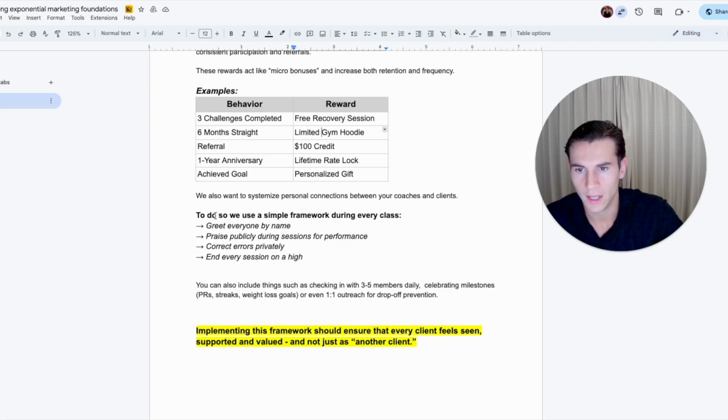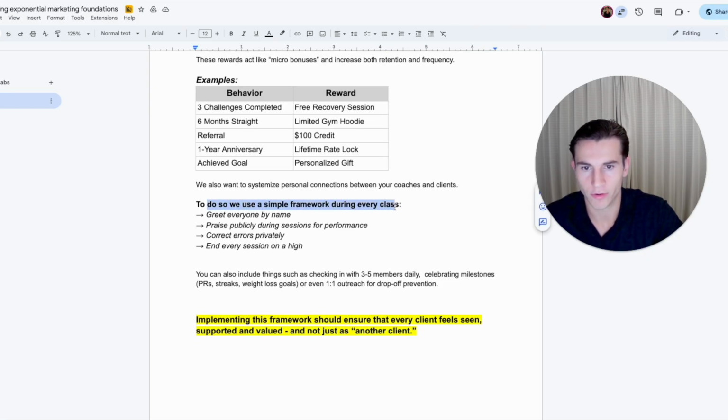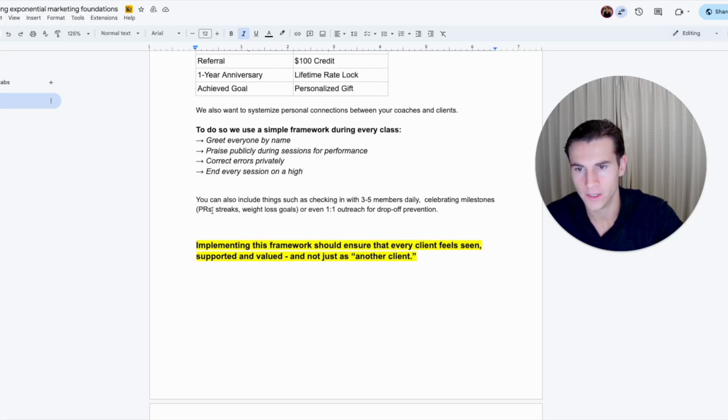So to do so, we use a simple framework every class. For personal connections between your coaches and clients, greet everyone by their name. Try to remember names if you can. Praise publicly during sessions for performance. Correct errors privately, don't do it publicly. And end every session on a high if you can. You can also include things such as checking in with 3 to 5 members daily, celebrating milestones, PRs, streaks, weight loss goals, or even one-to-one outreach for drop-off prevention.